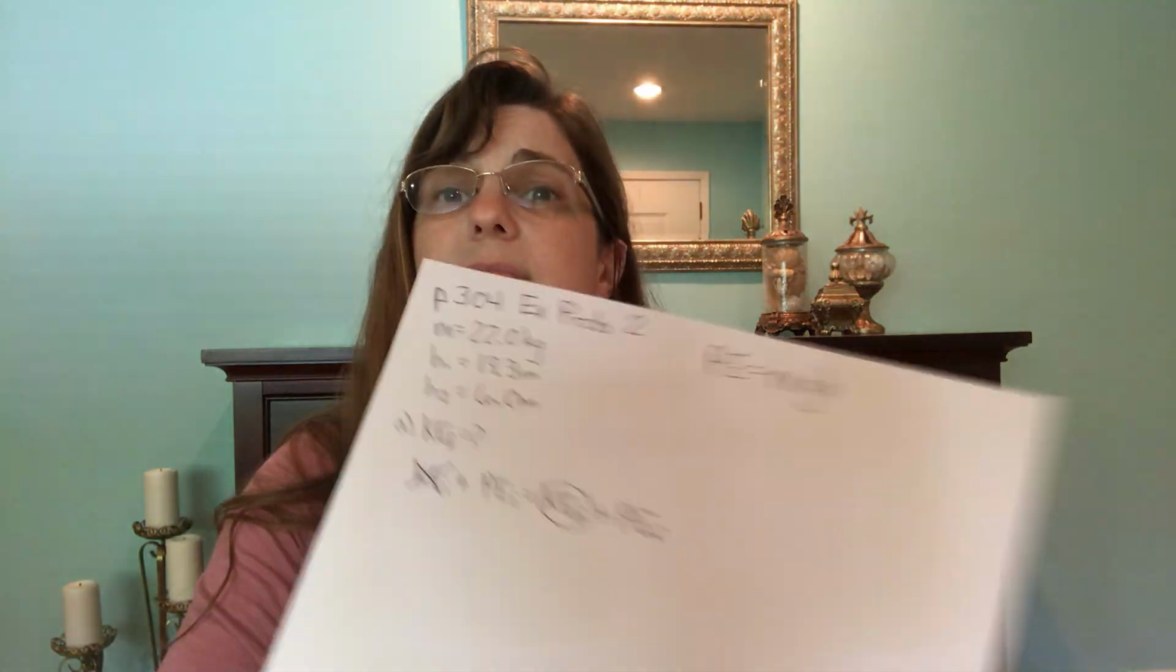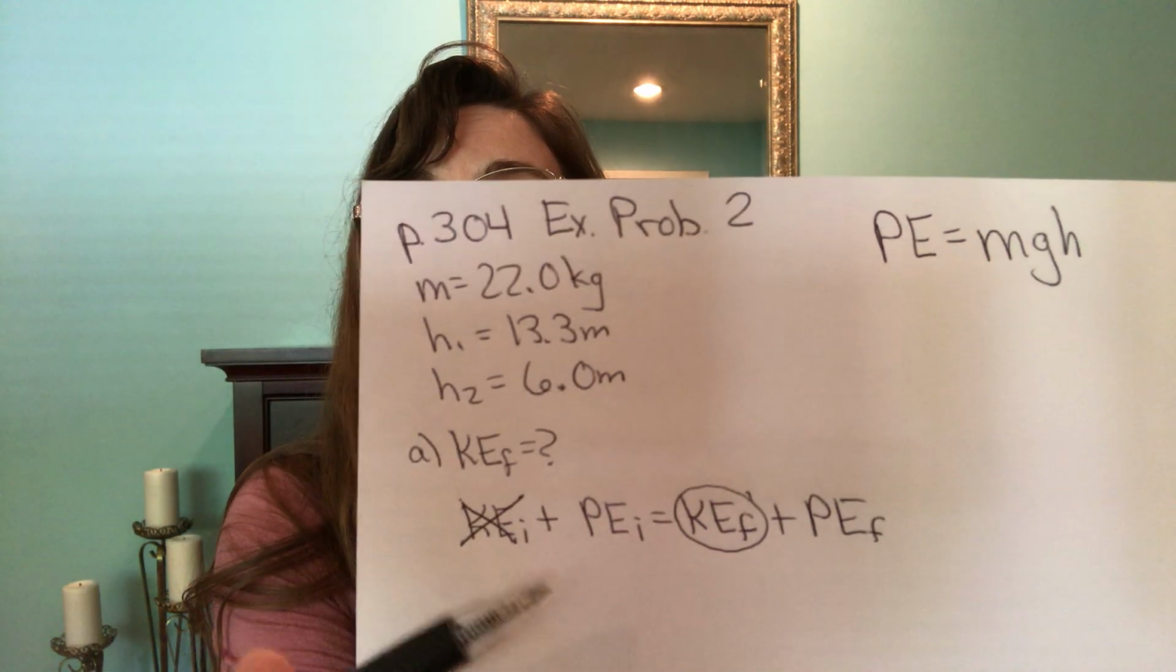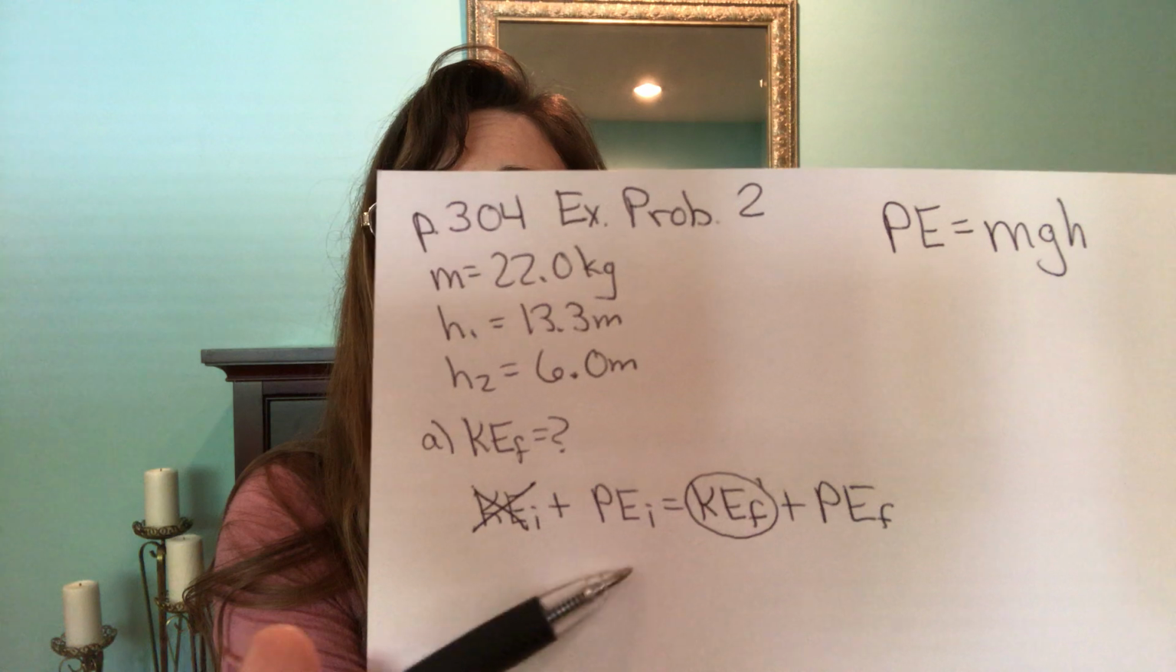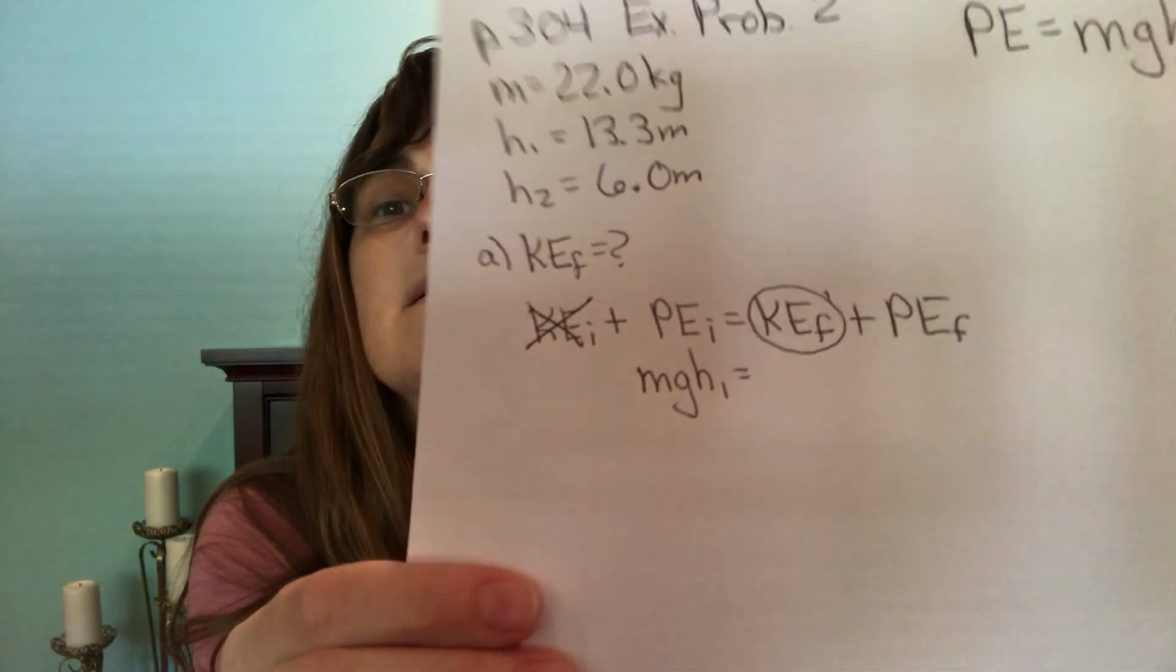Oh, the light went crazy. Stop. Okay, maybe it'll stay right. PE equals mgh. Remember that one? We're going to break each one of these down. Since this is the beginning one, it's going to be mgh1. I'm going to write that underneath it. Instead of PEI, I'm going to do mgh1.